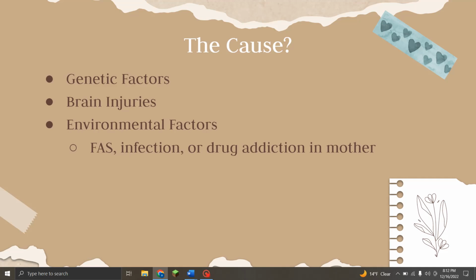So what is the cause? What are these different factors? They could be genetic factors, or you could have something like a brain injury that happens, or environmental factors could have a play in it. So it could be due to FAS, fetal alcohol syndrome. So if your mother drank while you were in her womb, you could have an infection during your first few years of life, or maybe your mother has a drug addiction.